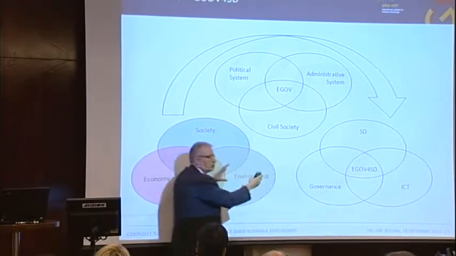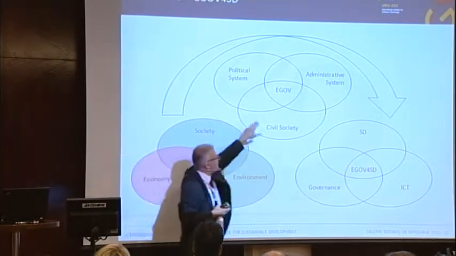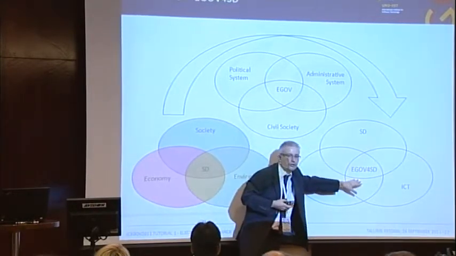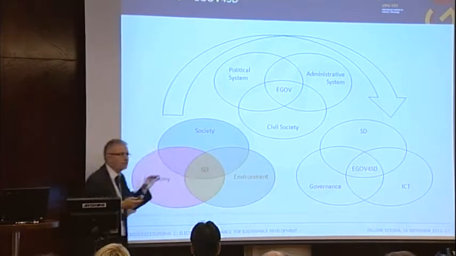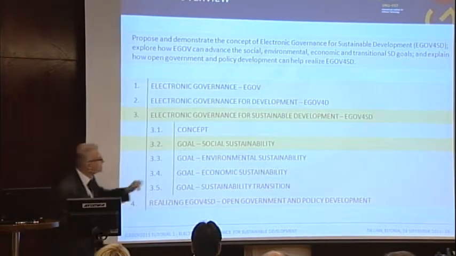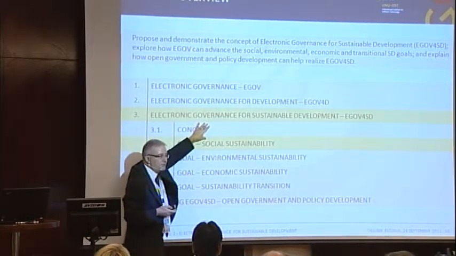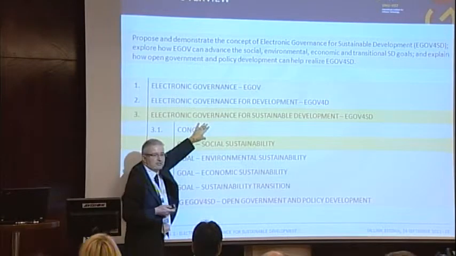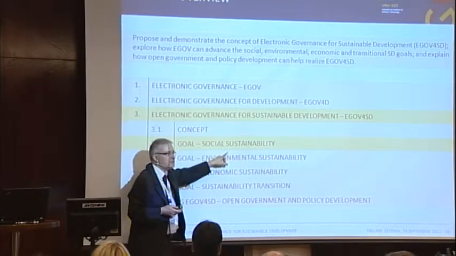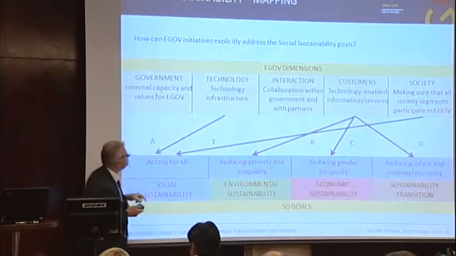So that's a conceptualization of how we understand these domains of SD and ICEGOV to converge into ICEGOV for SD. But I will do a little bit more precise mapping on the next slides. So let's look at social sustainability. The concept has been set up for electronic governance for sustainable development, and what does it mean if we apply this to various sustainability goals?